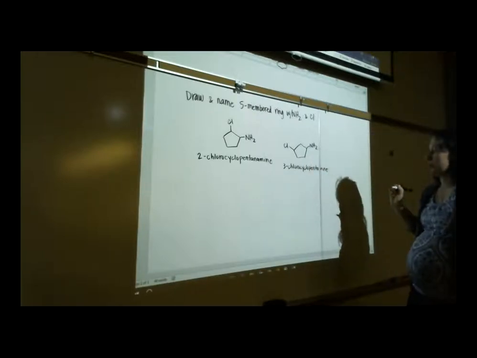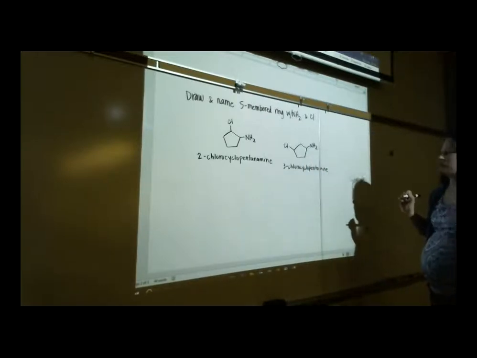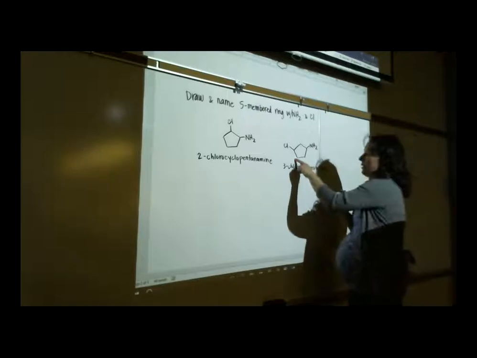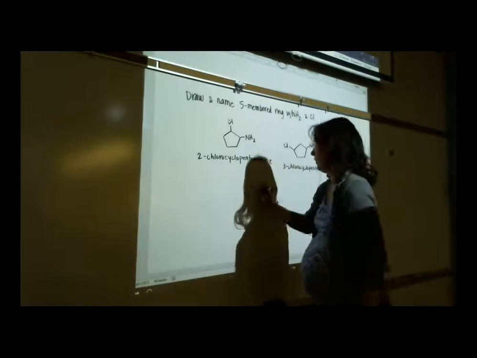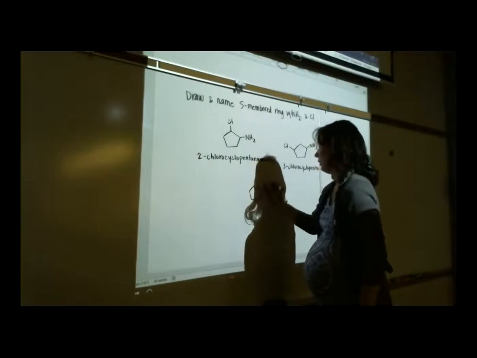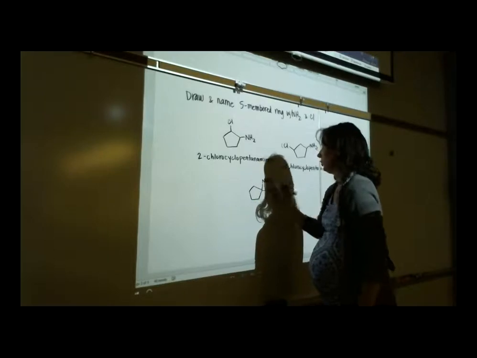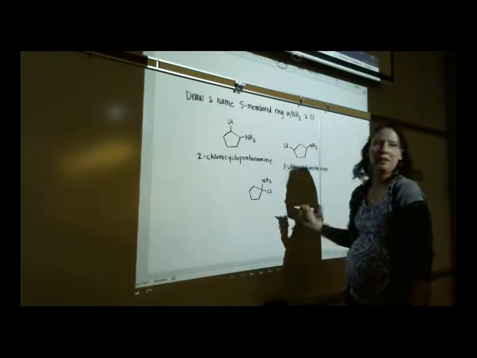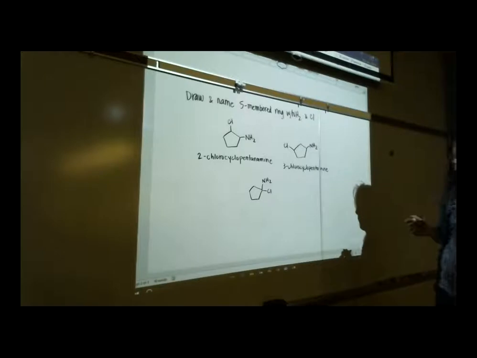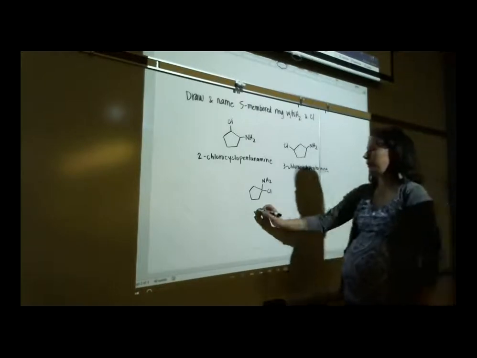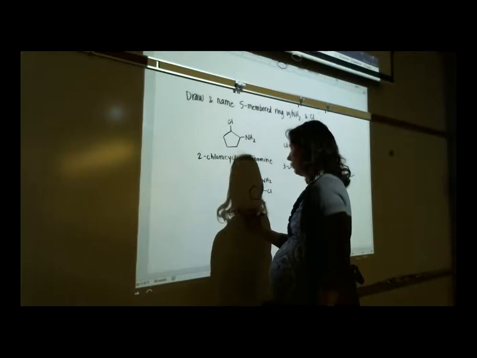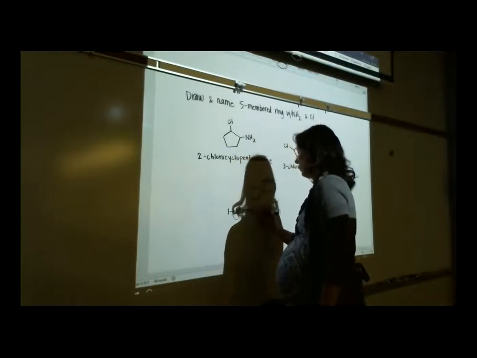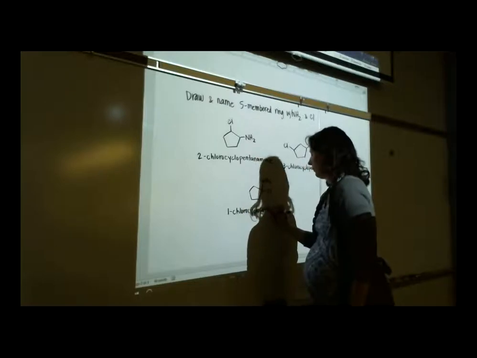There are actually 3 options. Where's the other option? If you had it right here, is that anything new? No. But could you have it where they're both on carbon 1? Yep, that would not break any rules because that carbon's got 1, 2, 3, 4 bonds. That's not going to break any rules. So what would the name of this one be? 1-chlorocyclopentanamine.